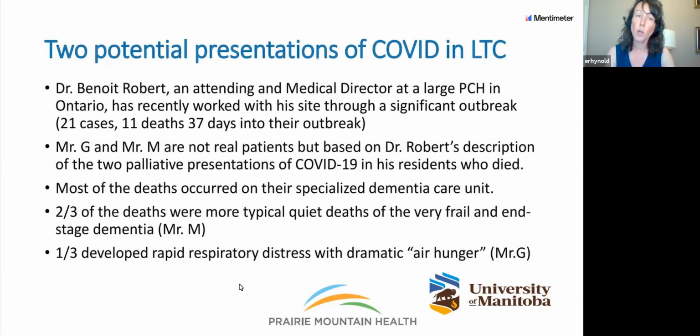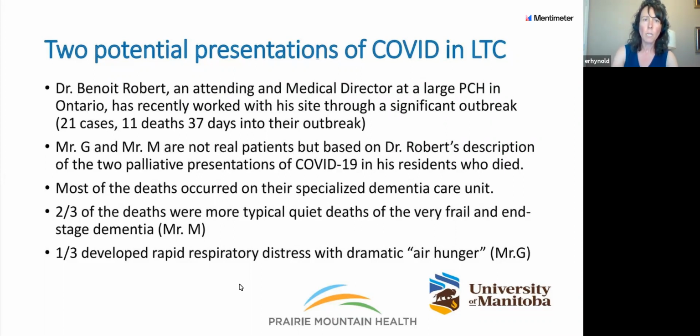He noted that 2/3 of the people who died from COVID in their outbreak had the more typical quiet death of the very frail and end-stage dementia, and that would be as described with the case of Mr. M. And 1/3 had this rapidly progressive respiratory distress with dramatic air hunger, the high acuity presentation, and this would be the description of Mr. G.